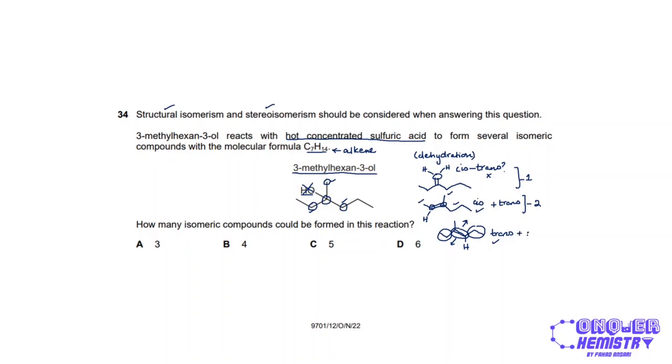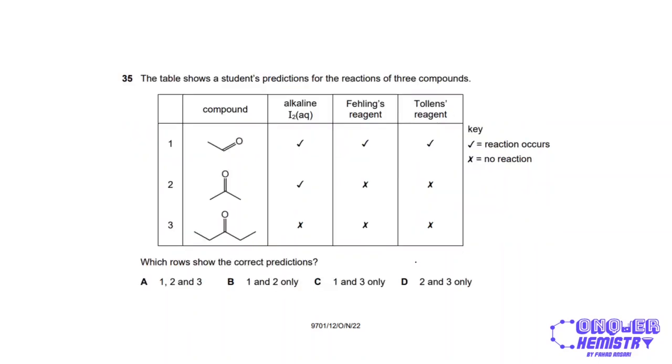And we can also have a cis isomer because each of the carbon atoms in the double bond are further bonded to different groups. So we have two isomers over here. Add these numbers up, you get 5. Right. Now over here we have some compounds and some tests run on them. All right. Now it says which rows show the correct predictions.